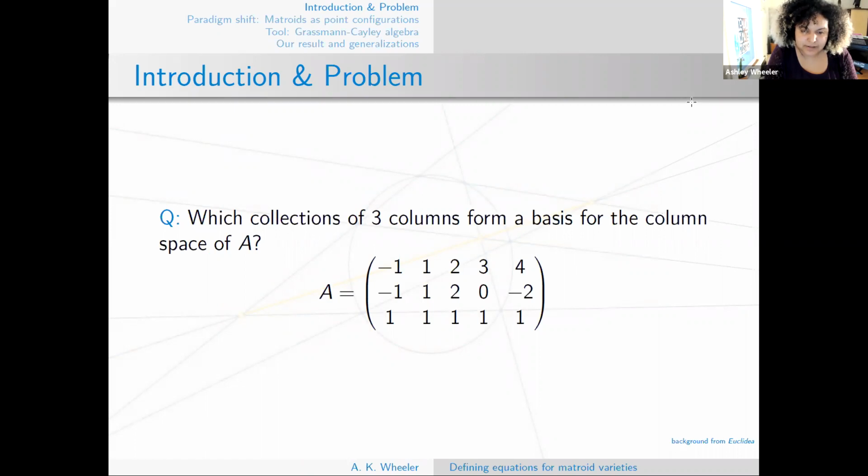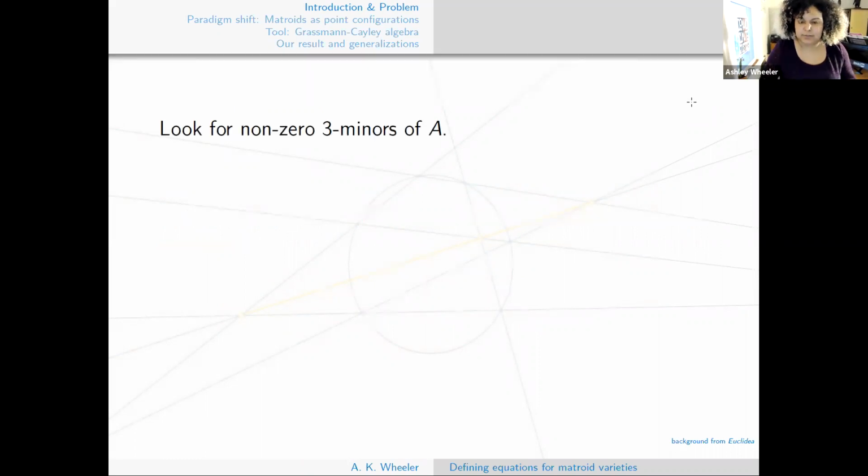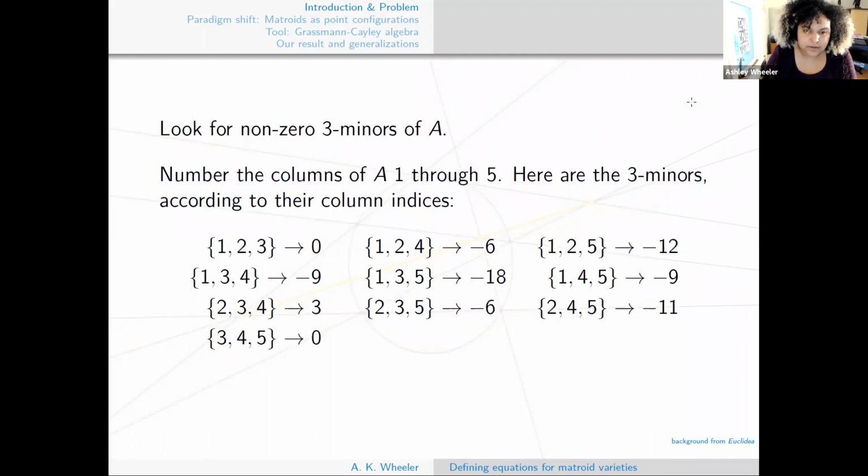So we can stare at this matrix and try to detect any dependencies. But there's actually a preferred thing we can do, which is to look for the non-zero 3 minors of A, because 3 columns will be linearly dependent if their corresponding determinant is 0. So I went ahead and computed all these determinants for you. If you number the columns of A 1 through 5, then each one of these tuples gives the indices of the determinant.